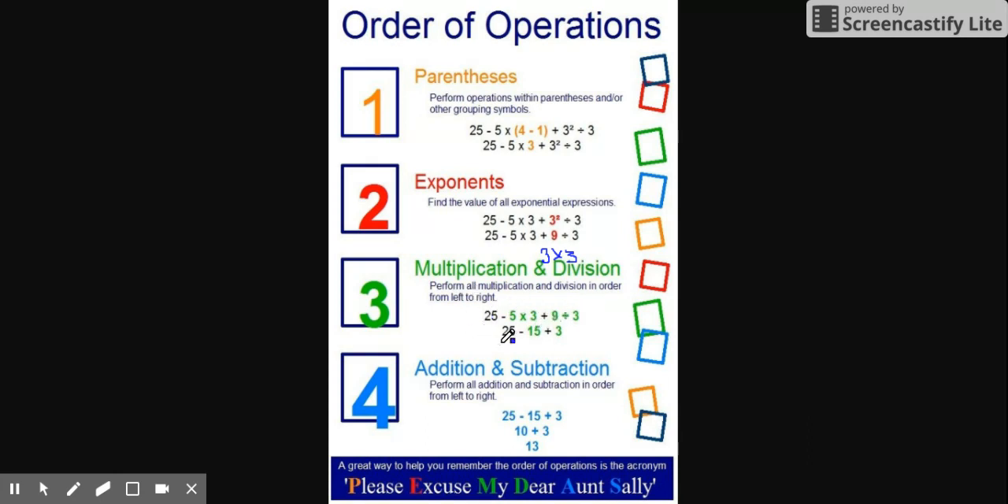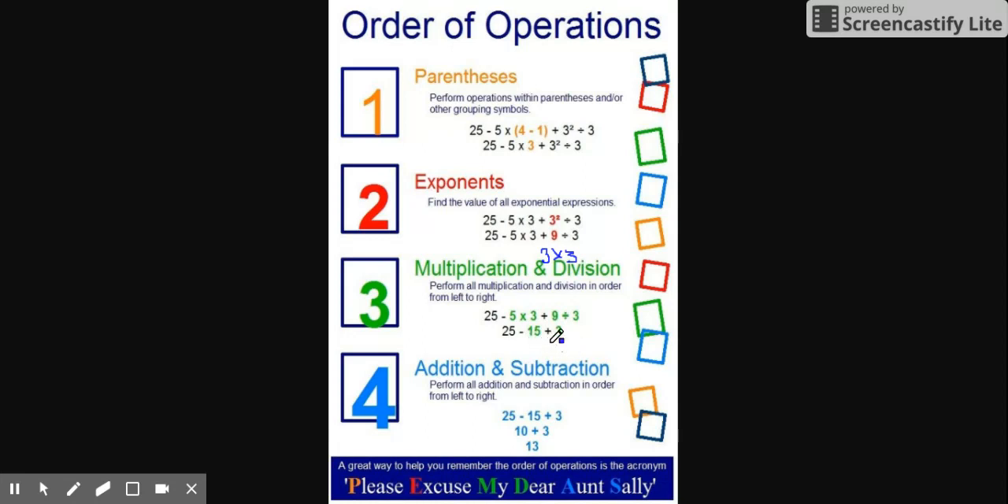I'm going to write down anything I'm not going to perform like it is. So 25 minus, I'm going to write that down because I'm not working on anything but multiplication and division. But I see 5 times 3, so I'm going to work that out. 5 times 3 is 15, plus, because I'm not doing any of that yet. And then I see 9 divided by 3, and I know that's a division fact. 9 divided by 3 is 3. So I have 25 minus 15 plus 3 left.